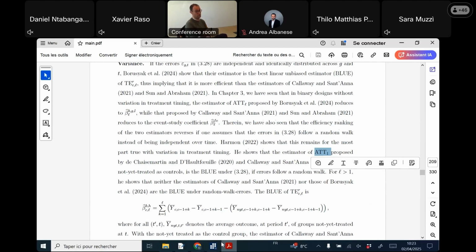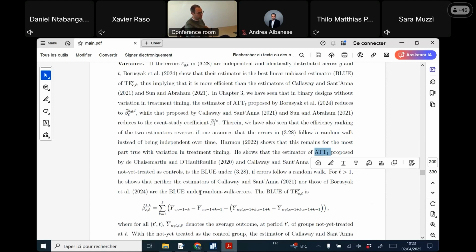So we're going to decompose our C-1 to C-1 plus L long difference into the sum of the first difference from C-1 to C, and then from C to C plus 1, and then from C plus 1 to C plus 2, etc. And now in each of these first differences, instead of only using the not yet treated at C-1 plus L, in the first difference from C-1 to C, we can use all the not yet treated at C. And then in the first difference from C to C plus 1, we can use all the not yet treated at C plus 1, etc., etc.